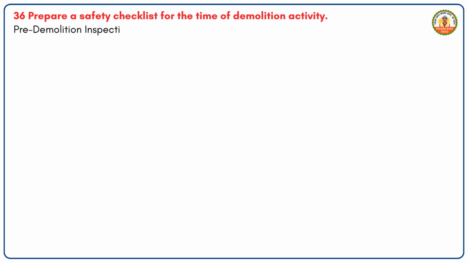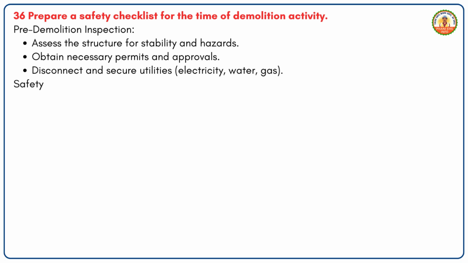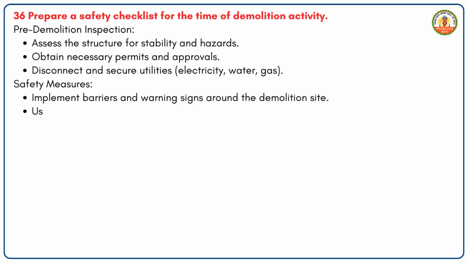36. Prepare a safety checklist for the time of demolition activity. Pre-demolition inspection. Assess the structure for stability and hazards. Obtain necessary permits and approvals. Disconnect and secure utilities, electricity, water, gas. Safety measures. Implement barriers and warning signs around the demolition site.